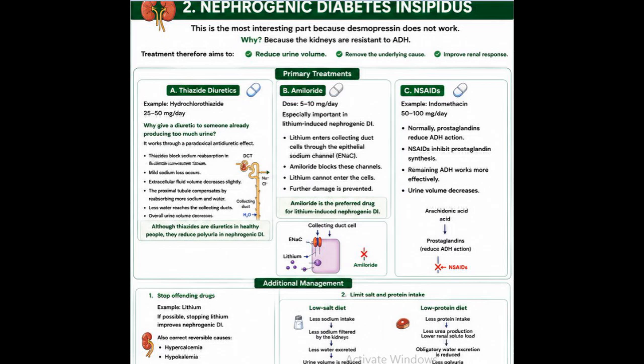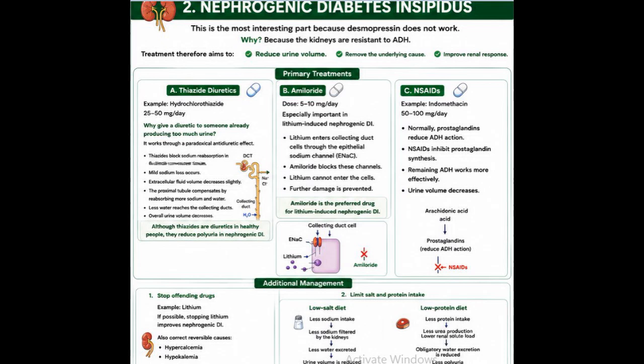Example: hydrochlorothiazide 25 to 50 mg per day. Why give a diuretic to someone already producing too much urine? This is a classic exam question. It works through a paradoxical antidiuretic effect.